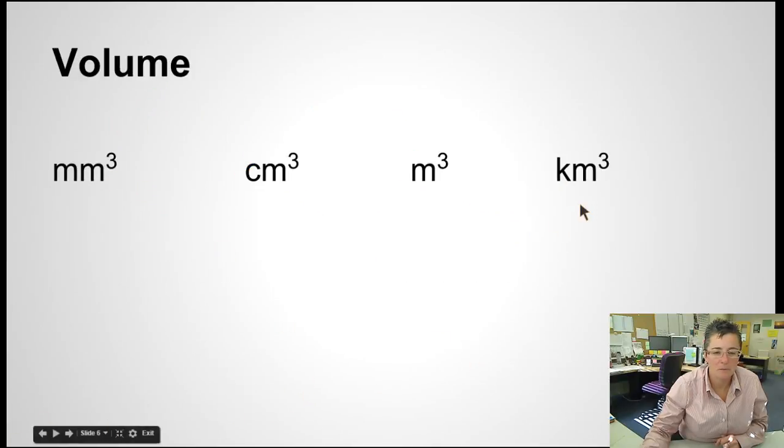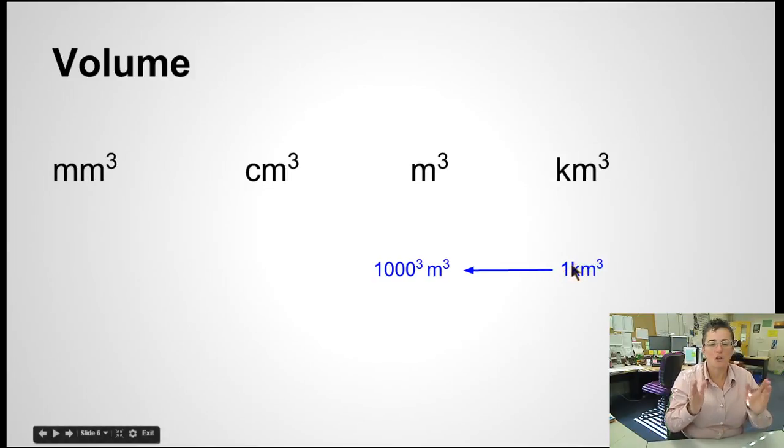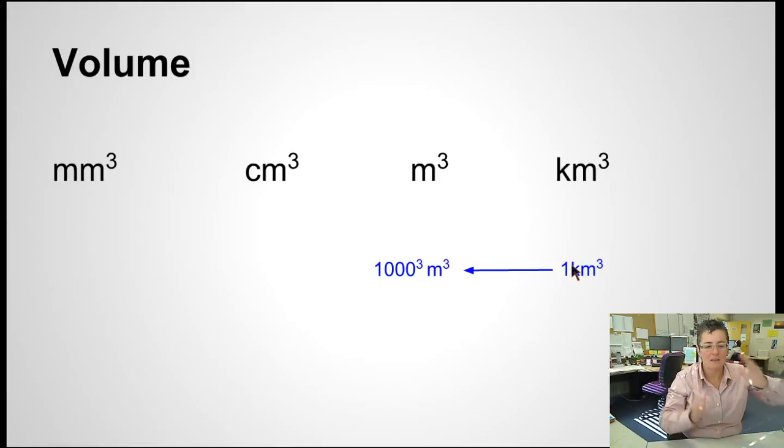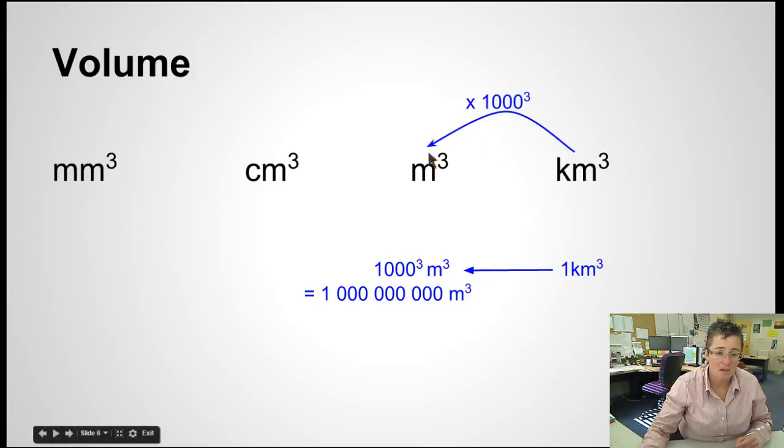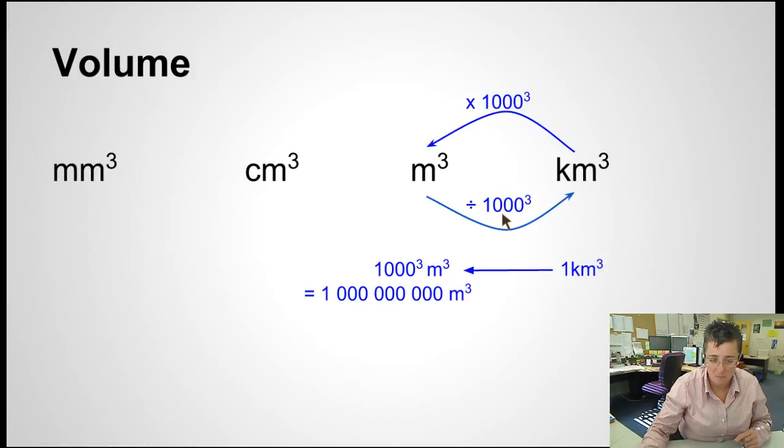Okay, so let's look at volume. If we're going from, similarly, kilometers to meters, this time because we're looking at cubes, 1 cubic kilometer is 1 kilometer by 1 kilometer by 1 kilometer. So we're looking at 1,000 meters by 1,000 meters by 1,000 meters. So when we're multiplying and dividing, we have to use the order of magnitude, 1,000 million. So if we're going from kilometers cubed to meters cubed, we're multiplying by 1,000 million. If we're going from meters to kilometers, we're dividing by 1,000 million.